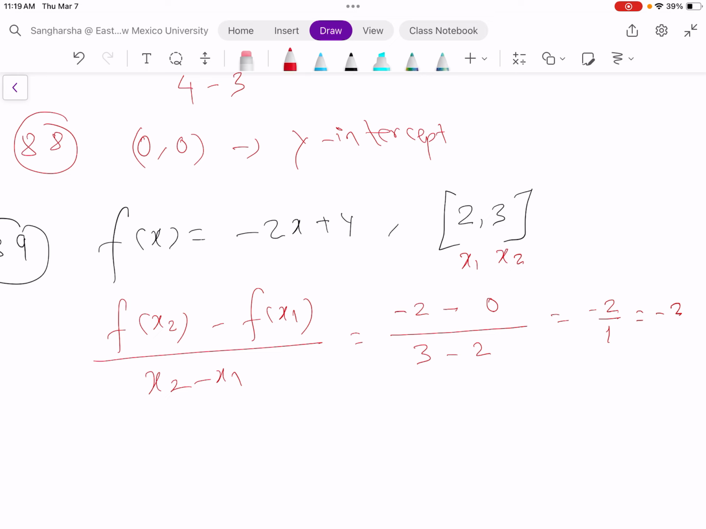Okay, if you are given a graph, you need to find the coordinates. If you are given a function, not a graph, then you have to find the output by substituting your input in the function.